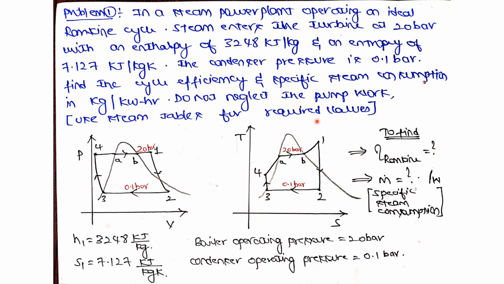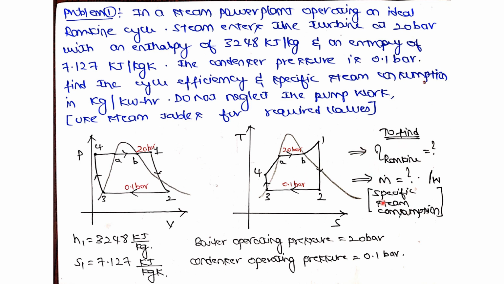H1 he has given, and S1 he has also given as 7.127 kilojoules per kg K, which is the entropy at the entrance of the turbine, state 1. So this is the brief description of the problem, what has been given and what you have to calculate. He asked us to calculate the efficiency of the Rankine cycle as well as the specific steam consumption.